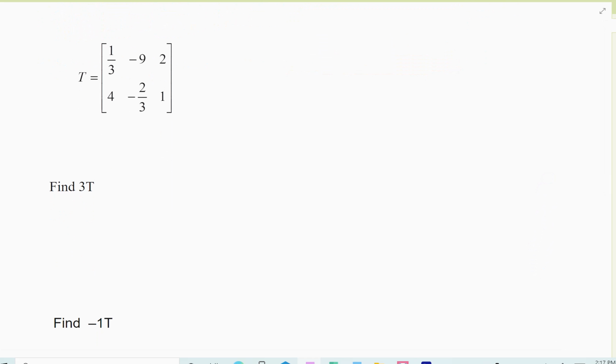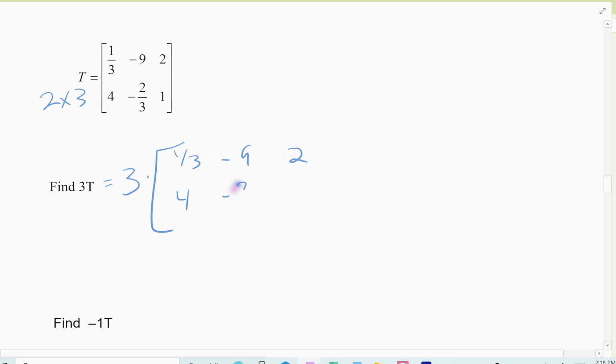The first one, so I've got my T here, which is a 2 by 3. All right, 2 rows, 3 columns. And so the first one is I'm going to take T and multiply. The reason why I'd probably multiply by 3 is if I multiply by 3, I get rid of my fractions. And so it's just a big distributive step. I'm going to take 3 and multiply it by this entire matrix. Instead of a single row, it's all of my rows. And so again, everything inside here gets multiplied by a 3.